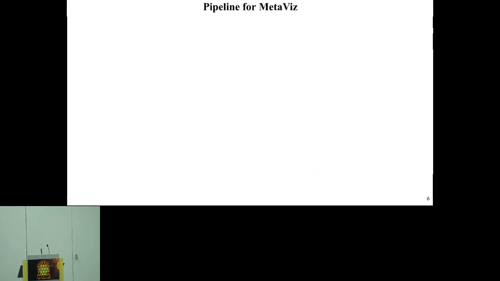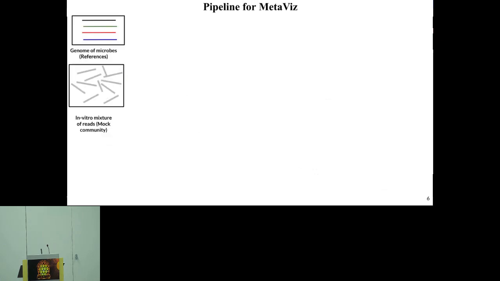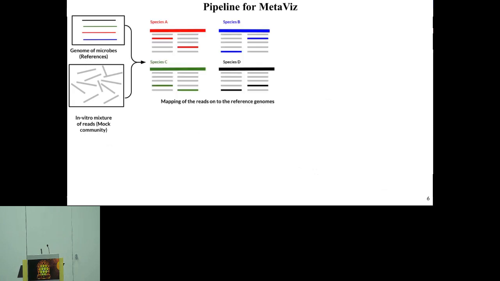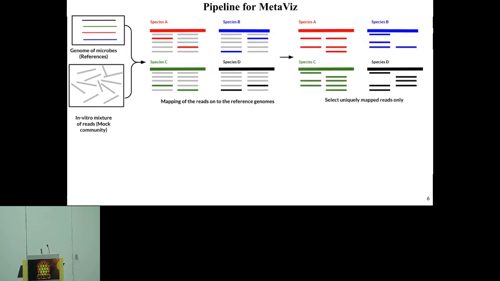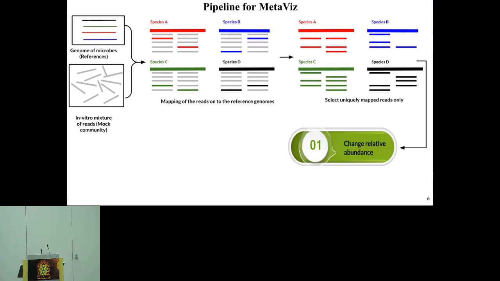Now the pipeline, how exactly it is going to return these. This is the pipeline. As I said in the last slide, it takes the genomes of the microbes, and then maps the reads onto the genome. After this, it selects the uniquely mapped reads for each species, and then makes changes to those reads.